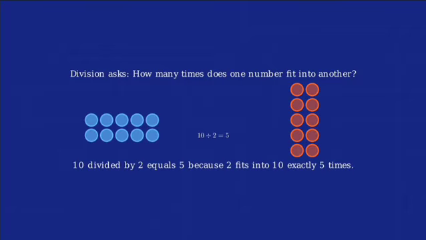Why is division by zero undefined in mathematics? Division fundamentally asks how many times one number fits into another. For example, 10 divided by 2 equals 5 means that 2 fits into 10 exactly 5 times. However, when we try to divide by zero, we're asking how many times does zero fit into a number?